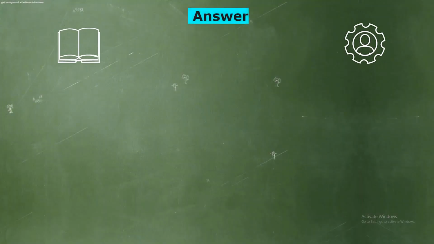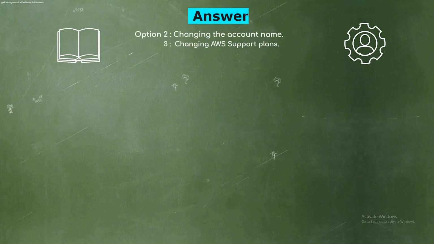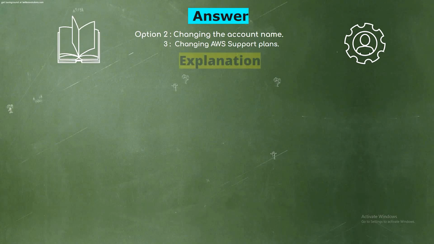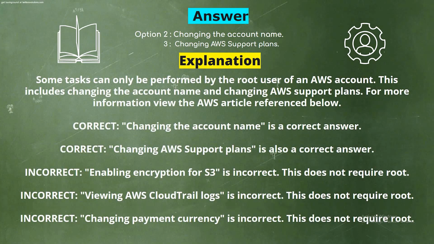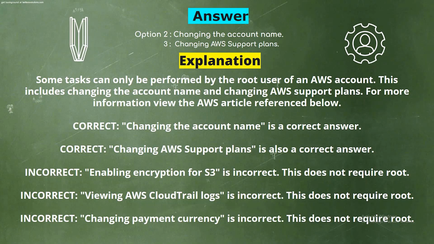And the correct answers are Option 2. Changing the account name. And Option 3. Changing AWS support plans. Explanation. Some tasks can only be performed by the root user of an AWS account. This includes changing the account name and changing AWS support plans. For more information, view the AWS article referenced below. Correct, changing the account name is a correct answer. Correct, changing AWS support plans is also a correct answer.